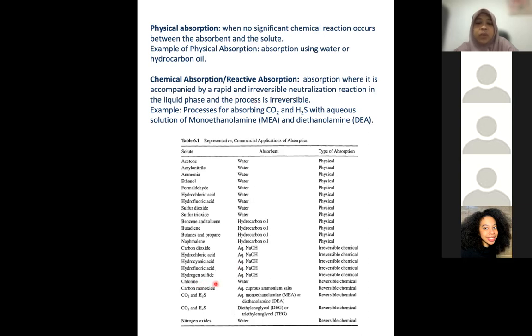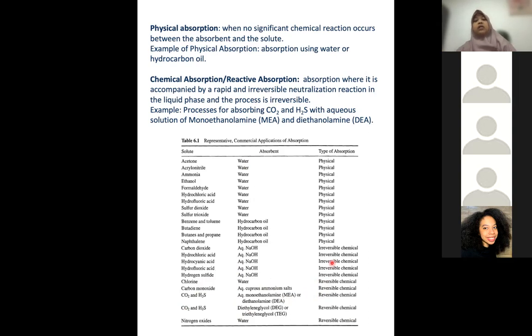For example, chlorine and water is actually reversible chemical absorption. CO2 and H2S with MEA is a reversible chemical absorption, so we can actually vaporize it again in another desorption column if we change the operating condition. And nitrogen oxide with water is also reversible chemical absorption.